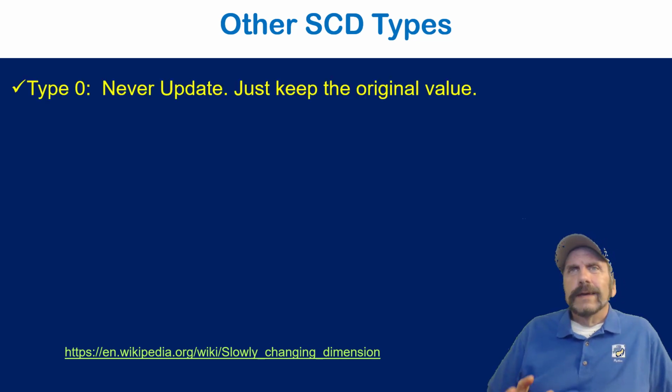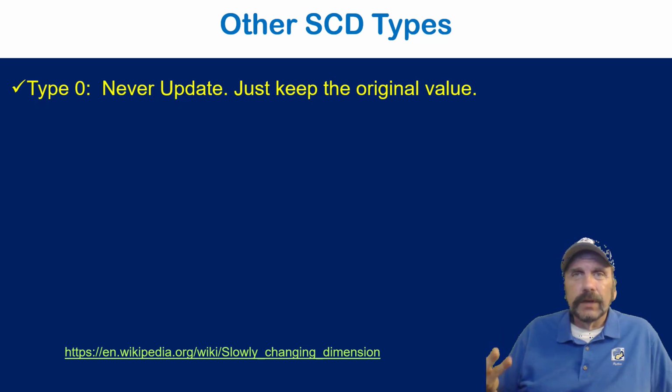Type 0 is a strange one because what's happening there is you get one value or set of values for a given dimension and it never changes. You're not updating it, period. So it's a fixed list. In a case like that, you may be just hard coding it. Maybe it's a company code table and you're like, well, we only have 3 companies. We'll just create a code for each one and we're done.